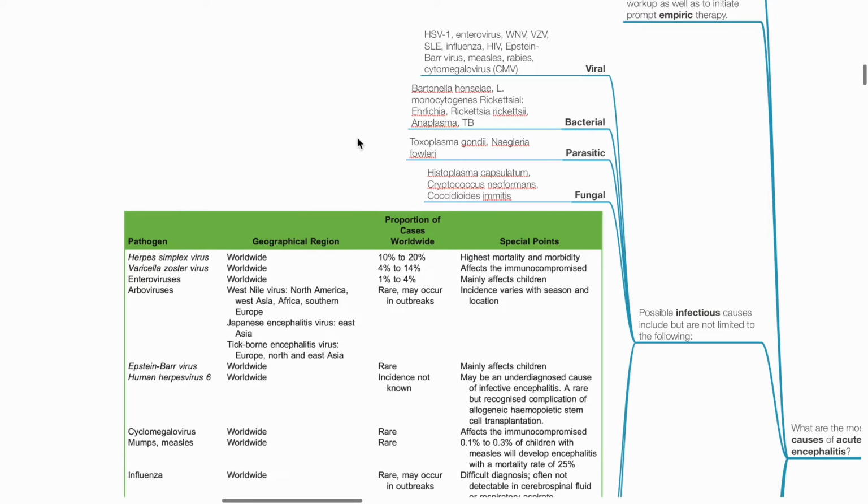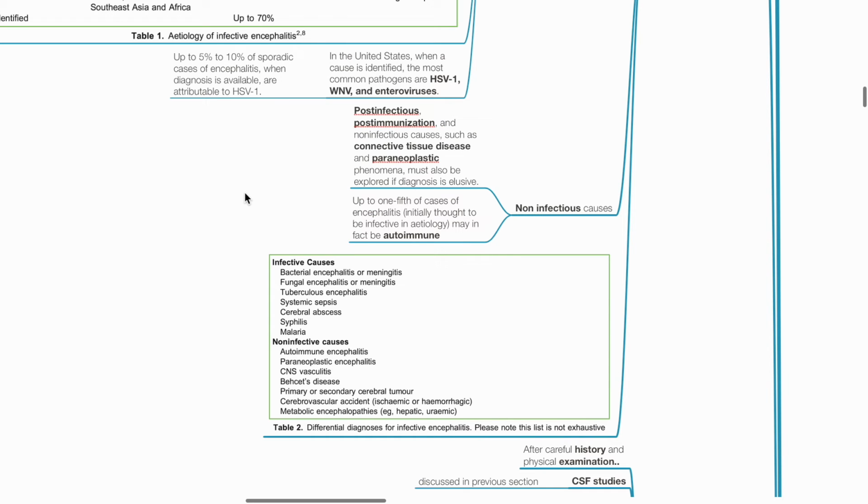Examples of bacterial infection include Bartonella henselae, Listeria monocytogenes, Rickettsia, Anaplasma, and TB. Parasitic infections include Toxoplasma gondii and Naegleria fowleri. Examples of fungal infection include Histoplasma capsulatum, Cryptococcus neoformans, and Coccidioides immitis. Other infective causes include systemic sepsis, cerebral abscess, syphilis, and malaria.